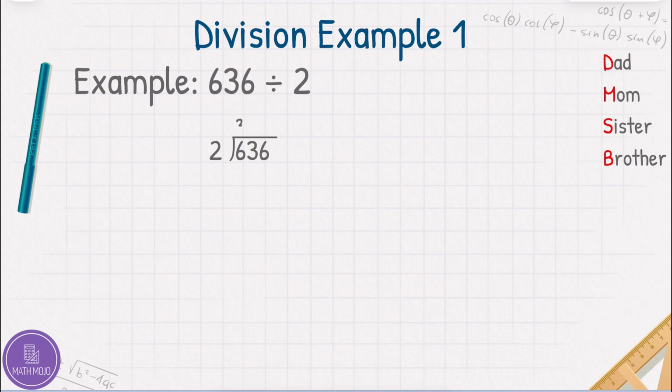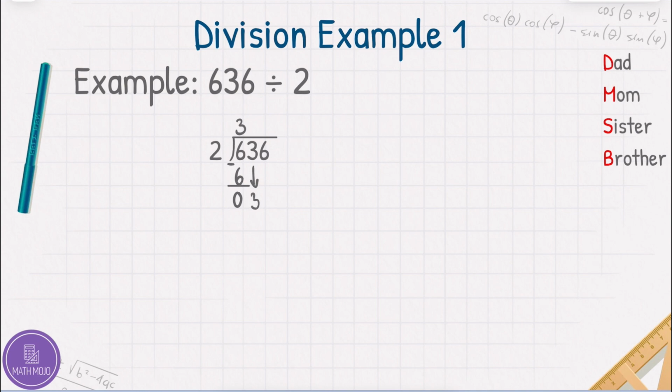So our 3 will go up right over here, and then we have to multiply. So we do 2 multiplied by 3, which gives us 6. And then we have to subtract these two numbers right over here, which gives us 0. And now we're on the B in brother right over here. And we bring down our 3, and then we repeat the same cycle over again.